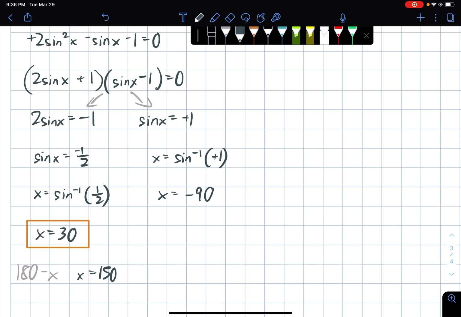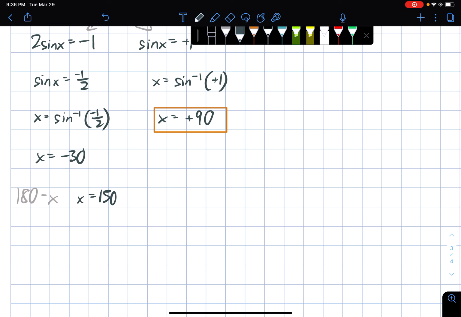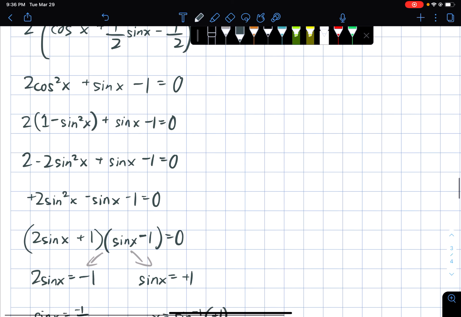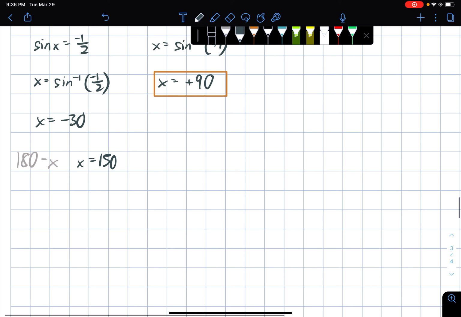Alright, let's use the calculator. The arc sine of -1/2 is -30. For the other side, the arc sine of +1 is +90. And by the way, I forgot that we're not supposed to box that answer since it's not within the specified range. So let's find the other real solutions.